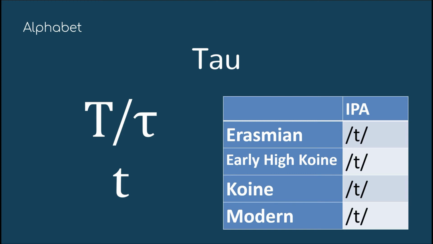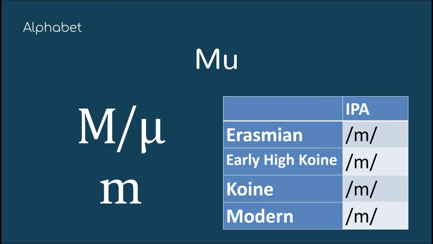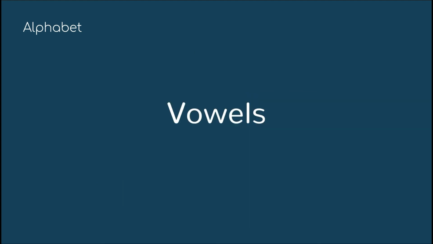Finally, we come to mu. Again, all the pronunciation systems are the same. They all sound like English m. Now let's talk about the first vowels. We are actually indebted to Greeks for vowel letters. They were the first to represent vowel sounds with their own distinct letters. This is where we will start to see some variations within the pronunciation systems.